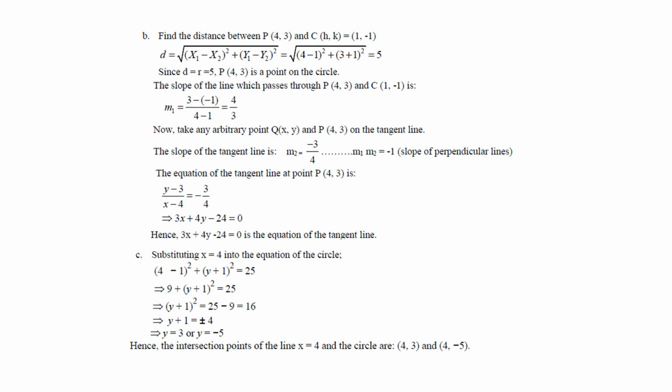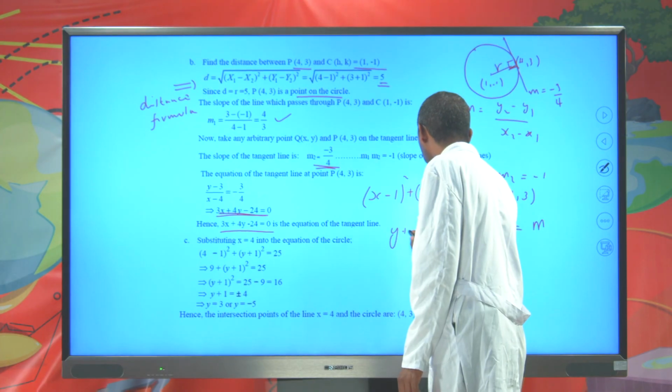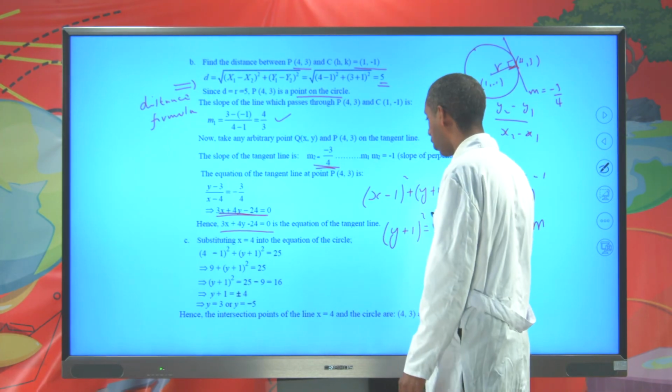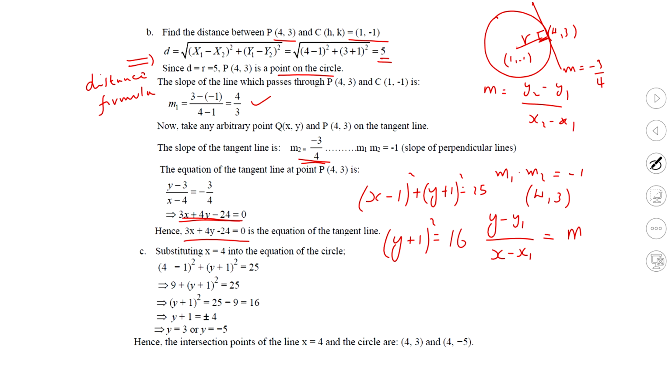9 plus (y plus 1) the whole square is equal to 25. Then subtract 9 on both sides. Then you will get (y plus 1) the whole square is equal to 16. In this case, what you have to do is take the square root. Do not forget to write y plus 1 is equal to plus or minus the square root of 16. So there are two possible values for y. So this will give you y plus 1 is equal to plus or minus 4.